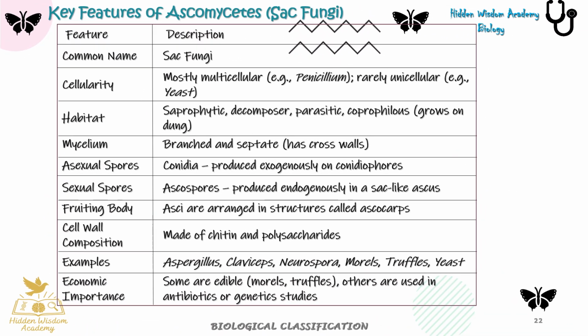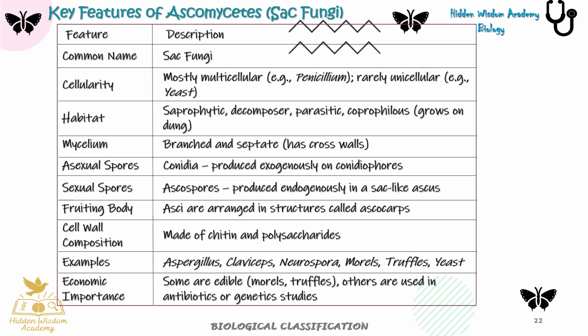Key features of Ascomycetes with their description. Common name is sac fungi. Cellularity: they are mostly multicellular, for example Penicillium, rarely unicellular, for example yeast. Habitat: saprophytic, decomposer, parasitic, coprophilous, growing on dung. Mycelium is branched and septate, has cross walls.